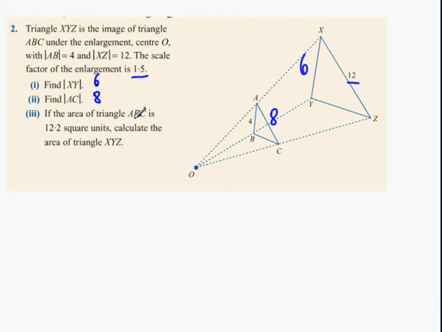If the area of the triangle ABC is 12.2, calculate the area of the triangle XYZ. So ABC is 12.2. What did I say about area? It's two-dimensional, which means it goes up by a factor of 1.5 squared. It's 1.5 squared, and what did you say it was?